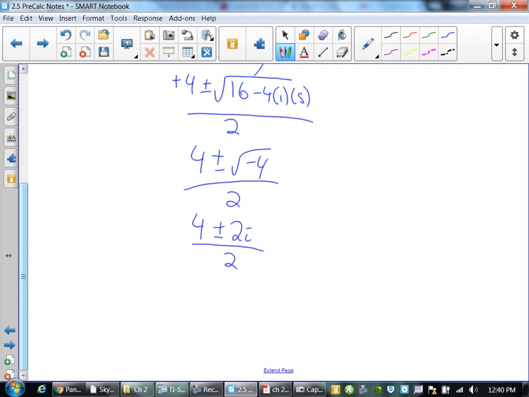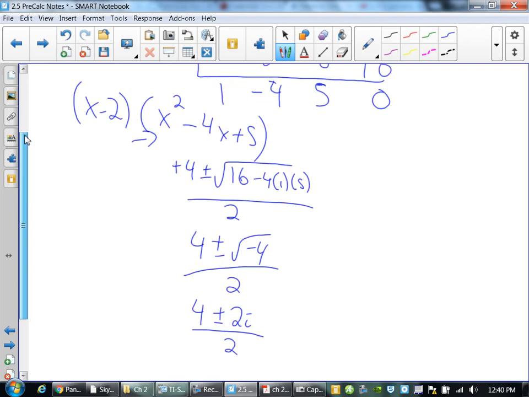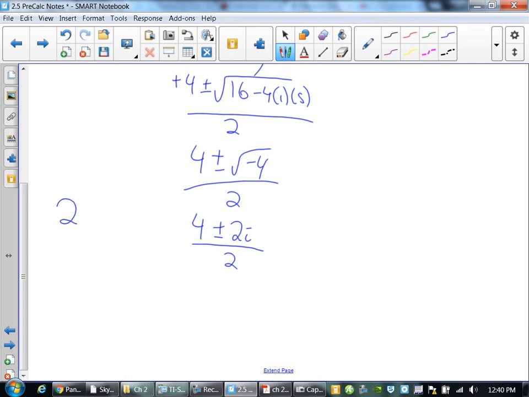That's ugly. What can I do? In this case here, all 3 terms, they're all even. Everything is divisible out by 2. So you have zeros then at 2, and then 2 plus or minus i.